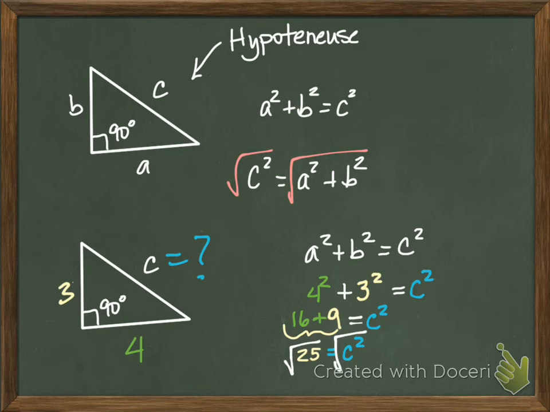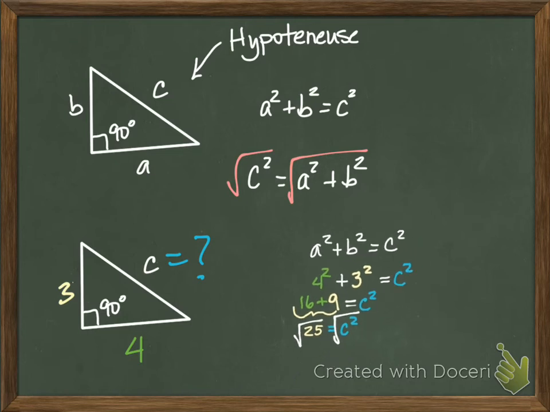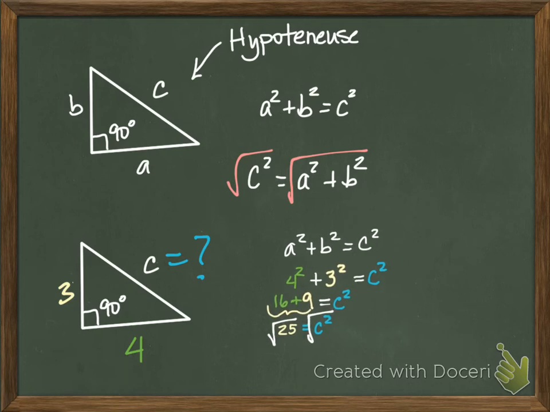I ran out of room here. Let me make this a little bit smaller. I tend to do this. Okay, there we go. So C equals 5, and that's my final answer. So you could do this with any right triangle. And it also works the other way.